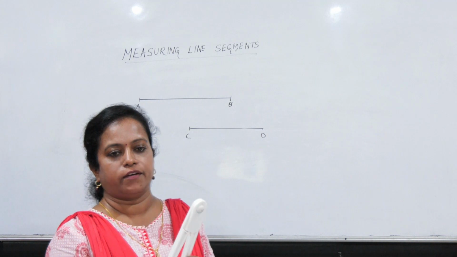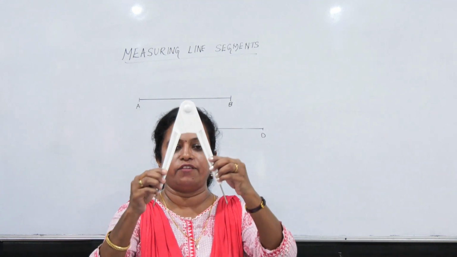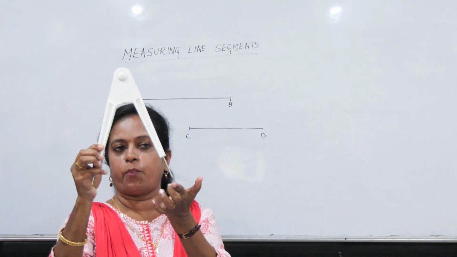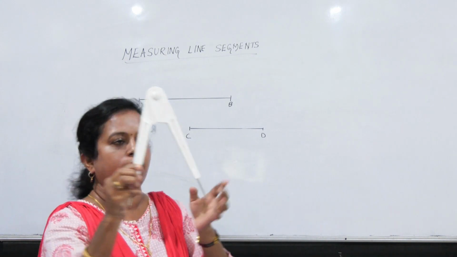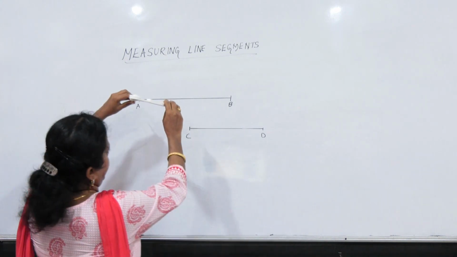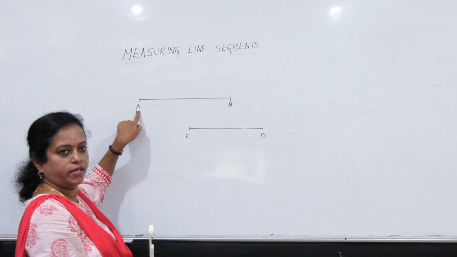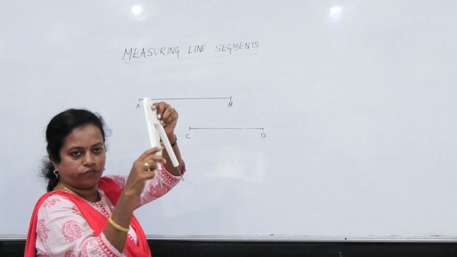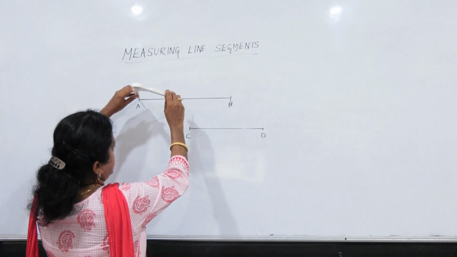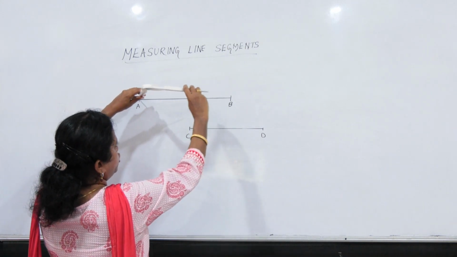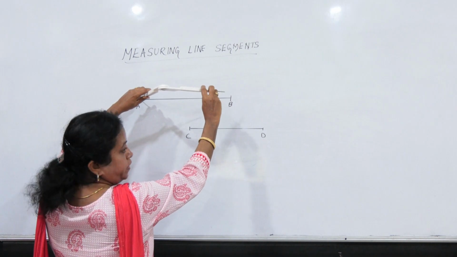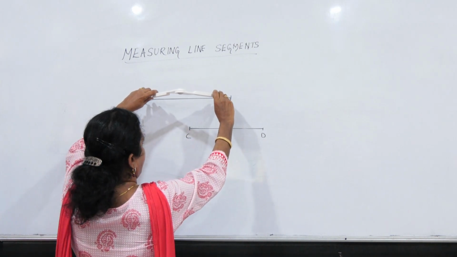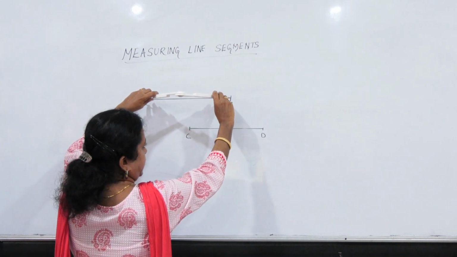Now how do you use the divider? First you have to open the divider and place the end point of one of its arms at the first end point of the line segment. This line segment has an end point A, okay? These two are called the arms of the divider. So you have to place it at A, and extend your divider, opening your arms, till it reaches the other end point.